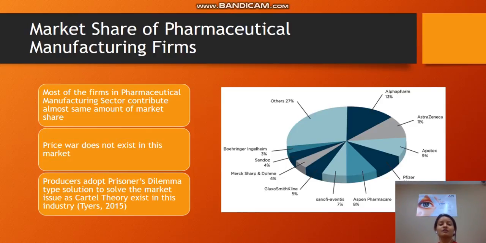Market share of pharmaceutical manufacturing firms. Now let's talk about the market shares of the pharmaceutical manufacturing firms. Taking the example of pharmaceutical industries, in this sector the firms share more or less the same amount of market share in the industry. As the firms compete with respect to the sales level in the industry, the selling output of them is almost identical. There does not exist a price war in the market, and all the firms have full knowledge regarding the production decisions of one another.